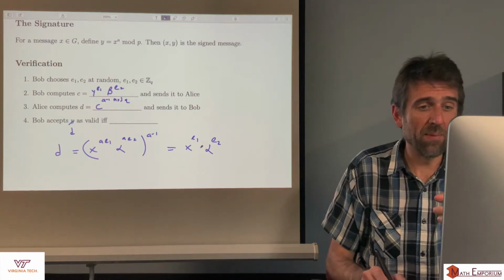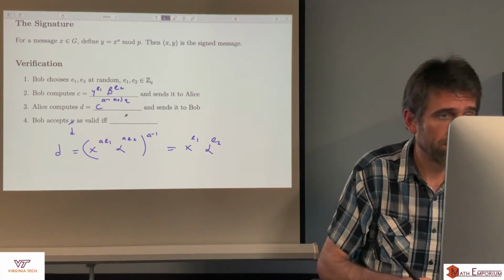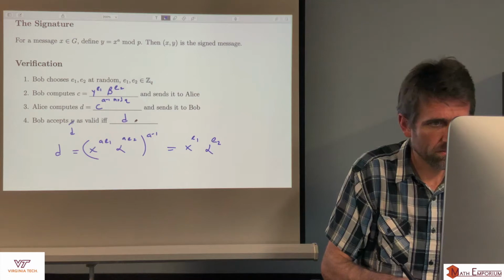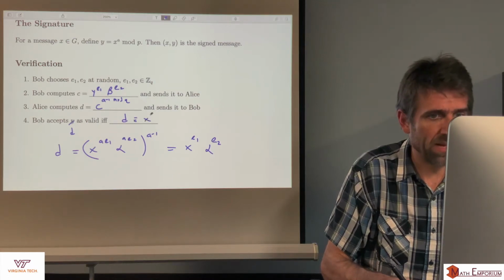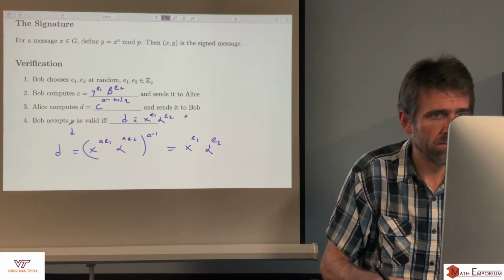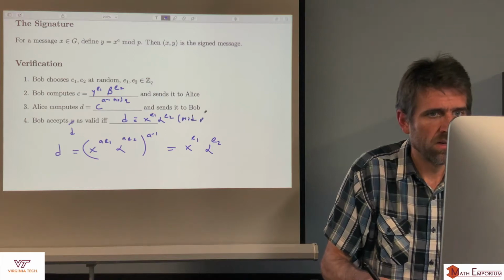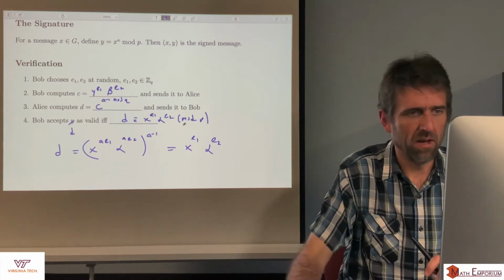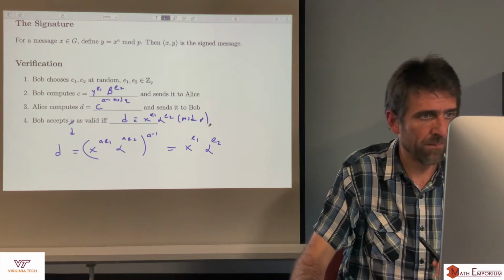Okay, so this is something that Bob can check, because Bob does know these exponents. So Bob would check that D is correct.